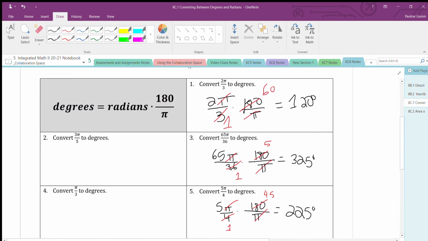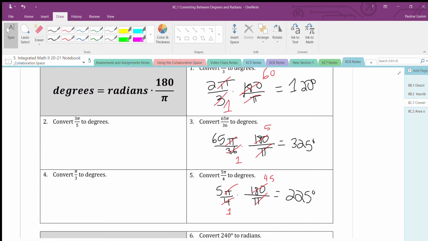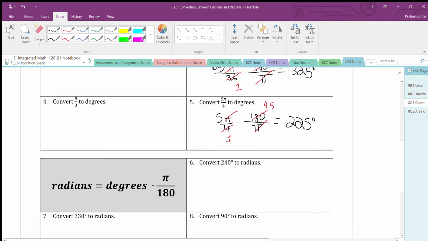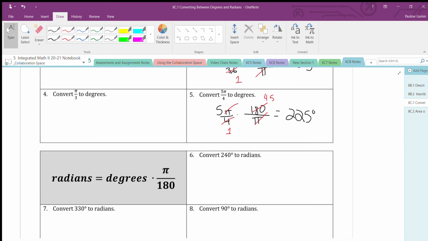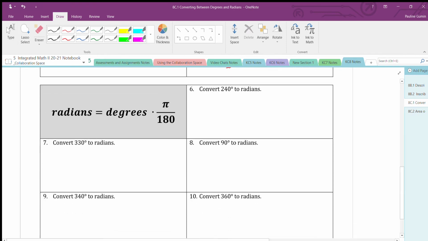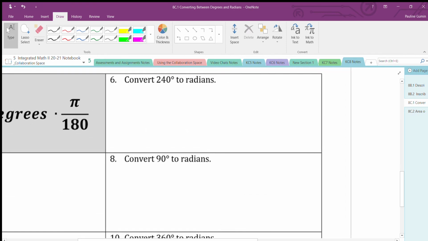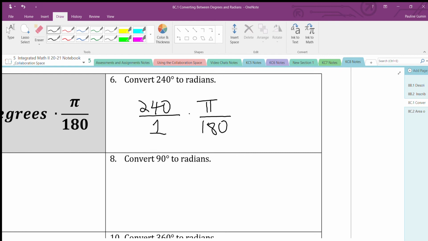Now, let's go the opposite direction. Oh, and you can do this all in your calculator, at least from radians to degrees. I can show you how if you ask me personally. All right, let's convert 240 degrees to radians. All right, since 240 doesn't have a pi, I'm going to give it a pi by multiplying it by pi over 180. Notice how I did 240 over 1?